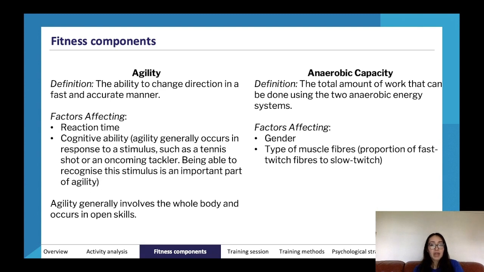In terms of anaerobic capacity, this is the total amount of work that can be done using the two anaerobic energy systems. Once again, different definition. Just make sure you know that. Write that down in your flashcards and revise it consistently. Factors which can affect it include gender. It is a fitness component which depends on amount of muscle mass. Having a greater amount of muscle, if you are of a certain gender, may mean that you can work anaerobically more efficiently. Type of muscle fibers is another thing: the proportion of fast twitch to slow twitch muscle fibers. Fast twitch fibers will generally be more beneficial for anaerobic capacity as opposed to slow twitch muscle fibers. Okay.